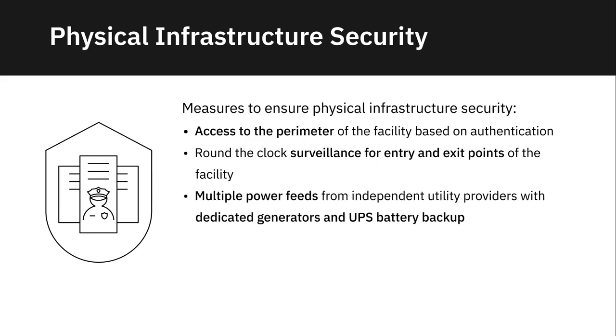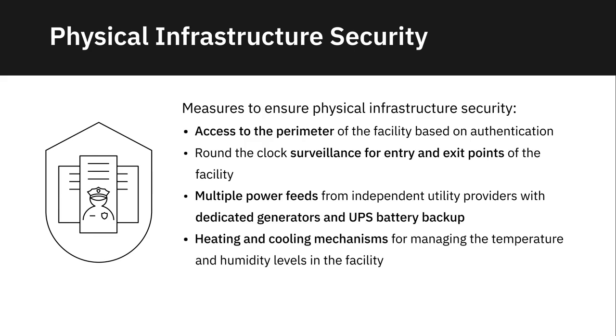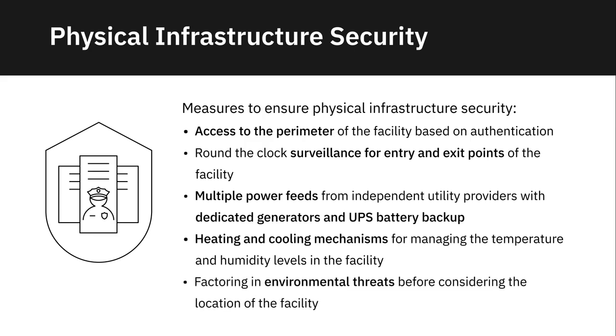Multiple power feeds from independent utility providers with dedicated generators and UPS battery backup. Heating and cooling mechanisms for managing the temperature and humidity levels in the facility, and by factoring in environmental threats before considering the location of the facility. For example, infrastructure facilities are never housed in floodplains. In areas prone to earthquakes, the infrastructure is housed in an earthquake-resistant structure. Multi-level lightning protection and earthing systems are also installed in such facilities.